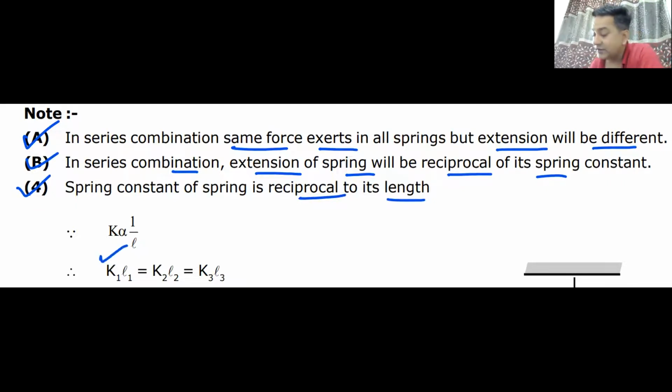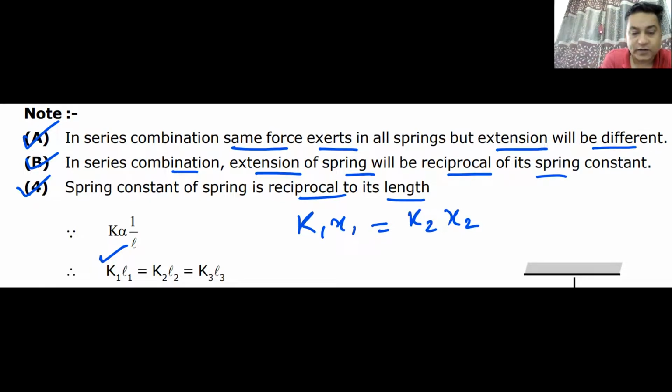If you remember all these things, k1 x1 will be equal to k2 x2. So x1 by x2 will become k2 by k1. The spring which has less force constant will extend more. The spring which has more spring constant will extend less. Do we understand this? I'll give you a minute to note it down. Move fast.